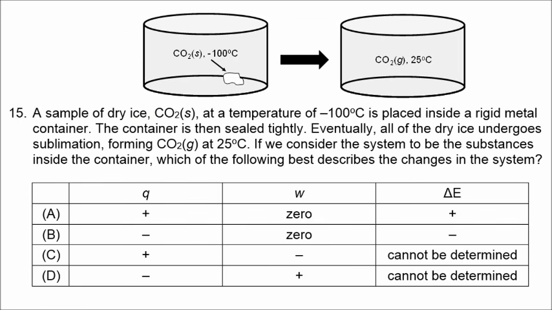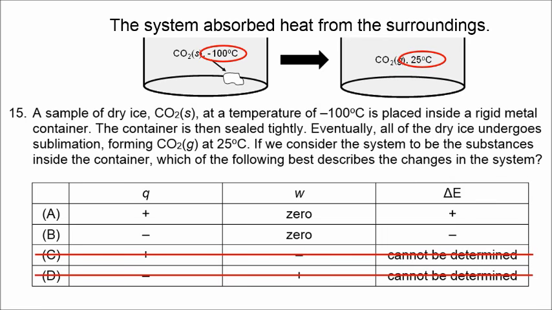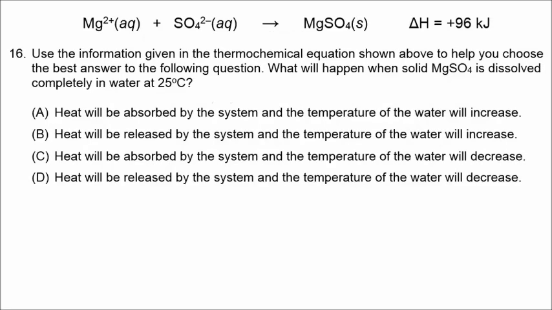Here we have a rigid metal container. There's no change in volume, so no work is done. The correct answer is either A or B. We said that it's going to absorb heat as it changes from minus 100 Celsius to 25 Celsius. So therefore, if it's absorbing heat, Q should be positive. The correct answer is A.